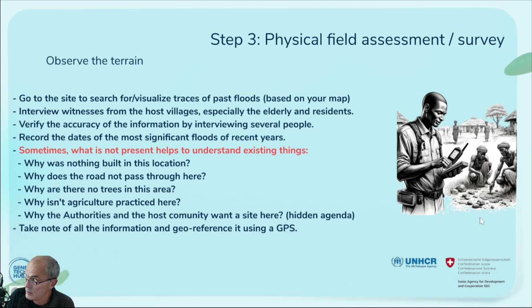Maybe they want the UN to come and build the site because they want the access, because they want the international community to be there. So they don't care if the area is flood prone, but they would like to have a site because of the support that they are going to receive through the humanitarian aid.